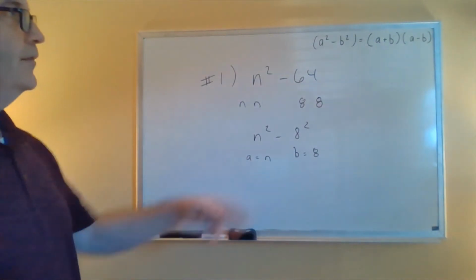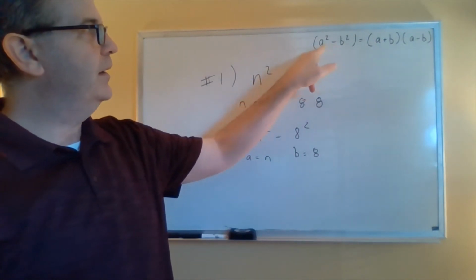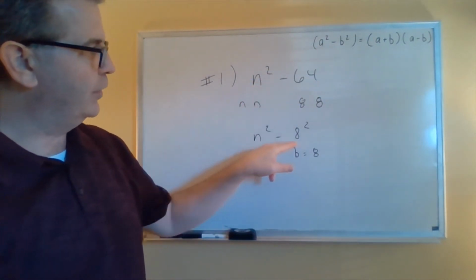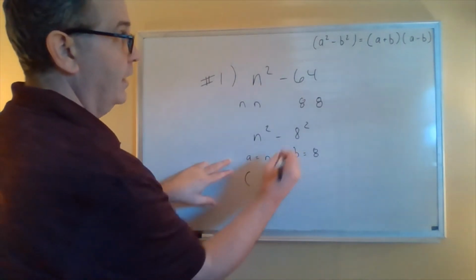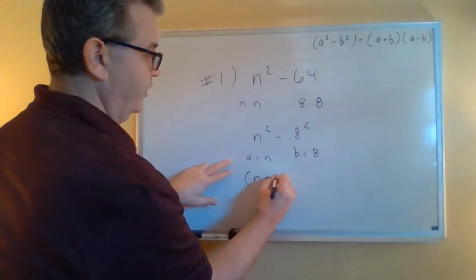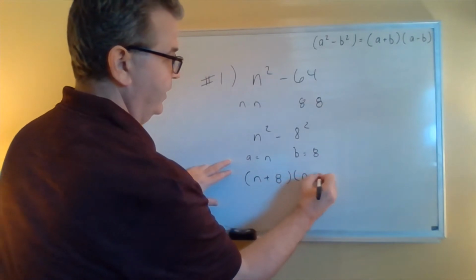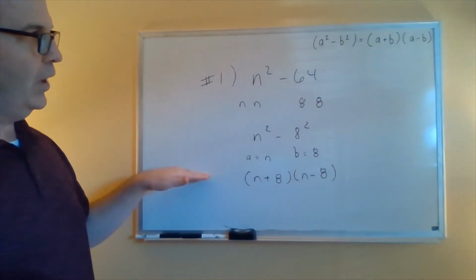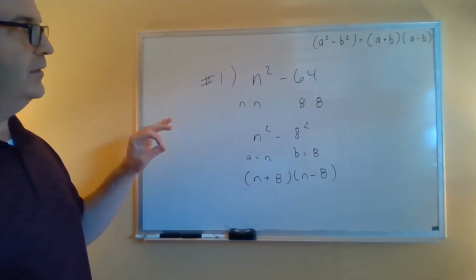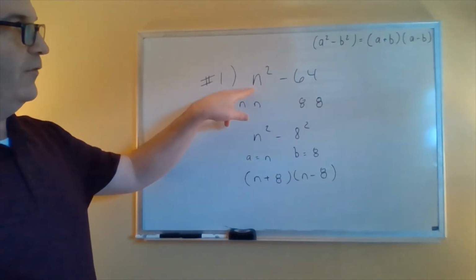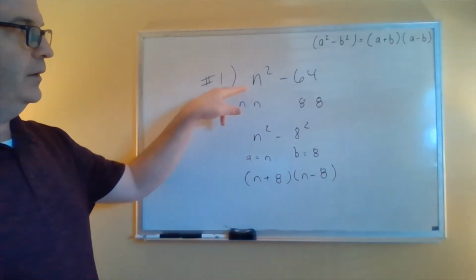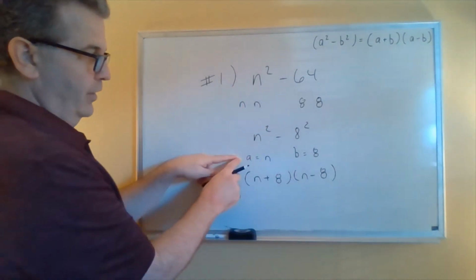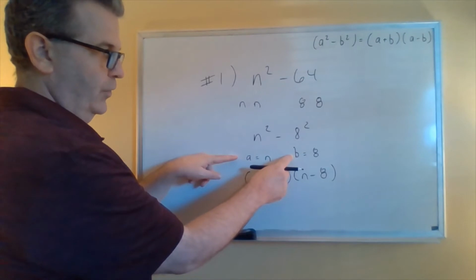So hopefully you can see that it's a perfect square minus a perfect square. A squared minus b squared, we have n squared minus 8 squared. And we plug that into our formula, we're going to end up with n plus 8 times n minus 8. So in solving all these problems, the two things we're going to need to do: first identify if we have a perfect square minus a perfect square. We did here. And then we have to identify what our a is and what our b is.